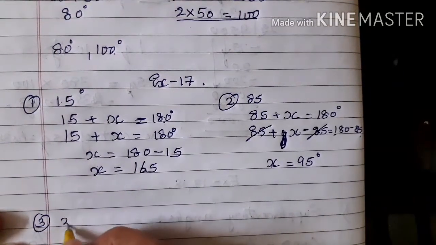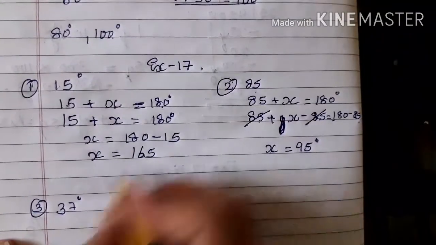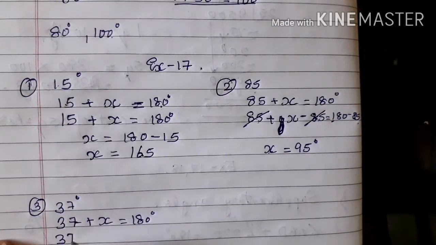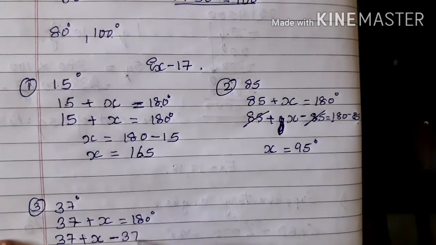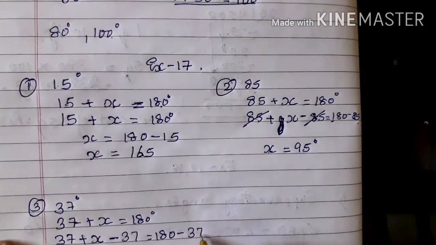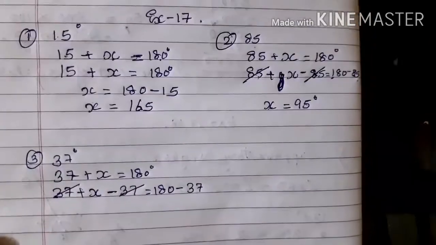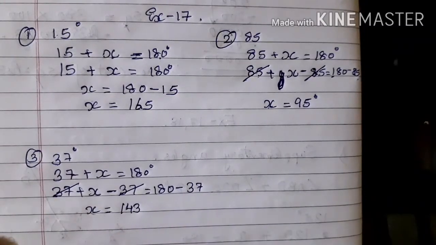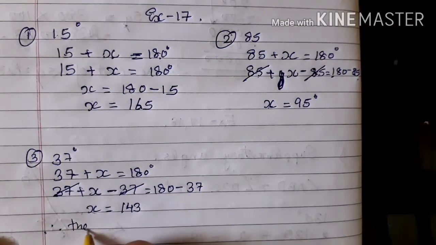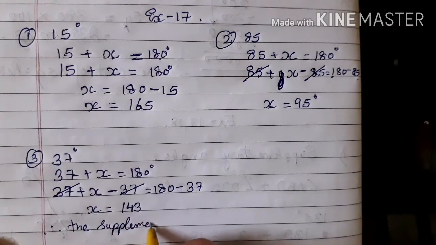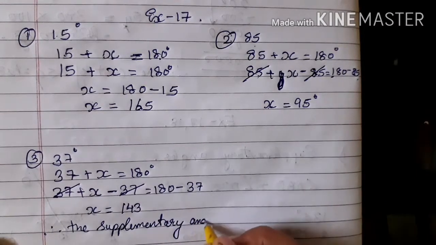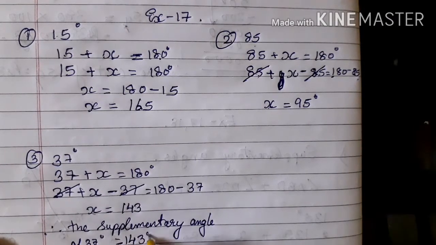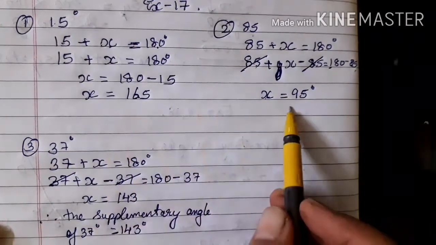I'll take the third sum, that is 37 degree. Now, in the same way, 37 plus x is equal to 180 degree. 37 plus x minus 37 is equal to 180 degree minus 37. So, both the 37 will get cancelled. x is equal to 180 minus 37, which is going to be 143. Okay. So, therefore, the supplementary angle of 37 degree is equal to 143 degree. Okay, over here also you all have to write it.